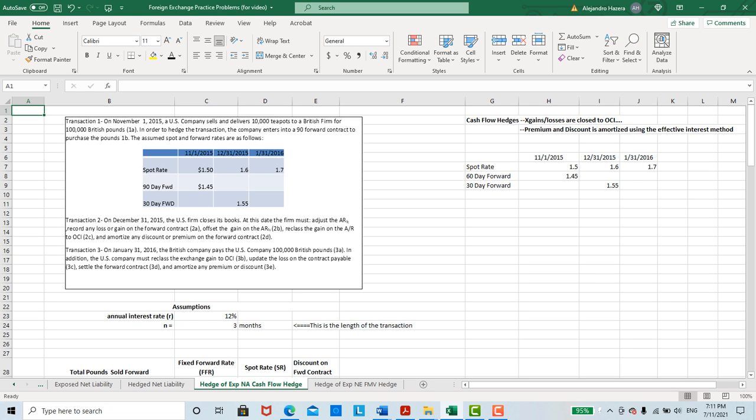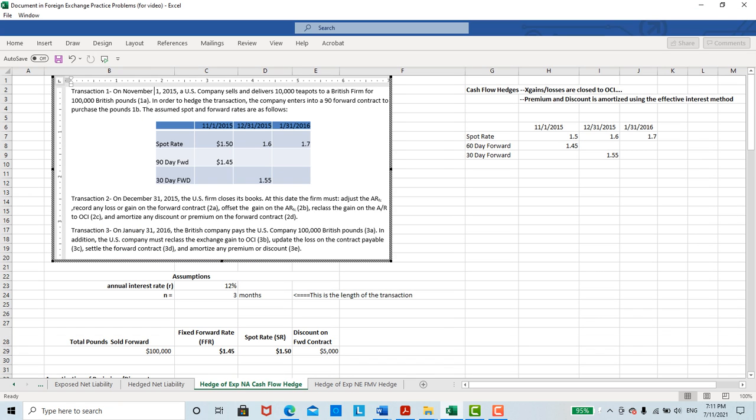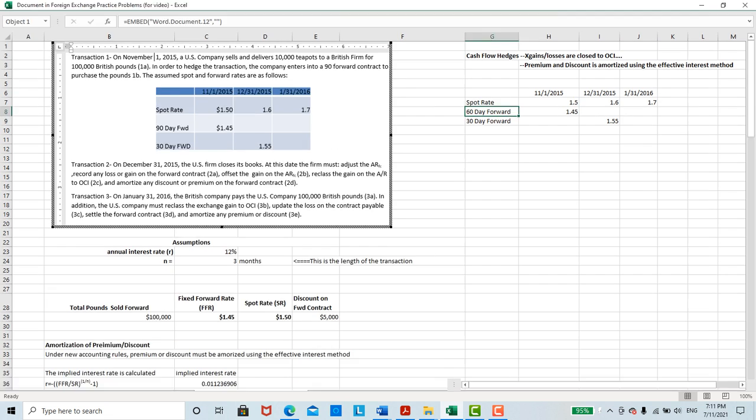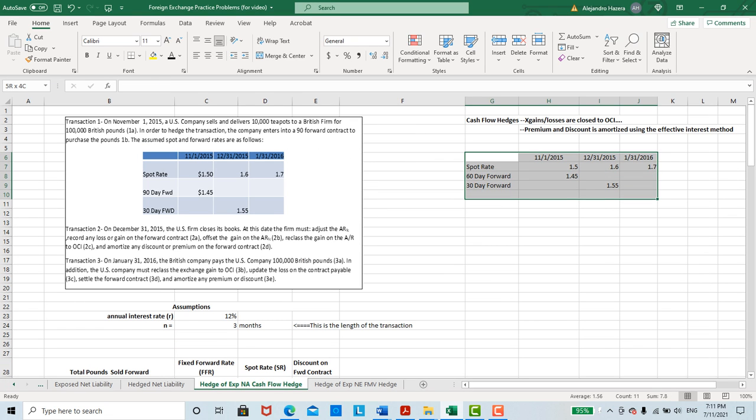In order to hedge the transaction, it enters into a 90-day forward contract, because it's a 3-month transaction, 3-month contract. A 90-day forward contract means that you're going to use the predicted market price 3 months down the road. The assumed spot and forward rates are as follows. This table right here, I've replicated out here so I can refer to it in Excel terms. These two tables are exactly the same thing.